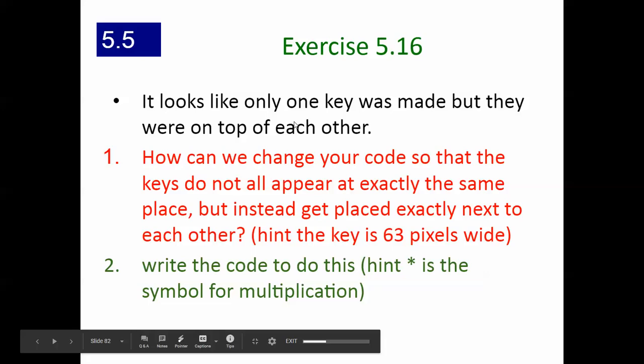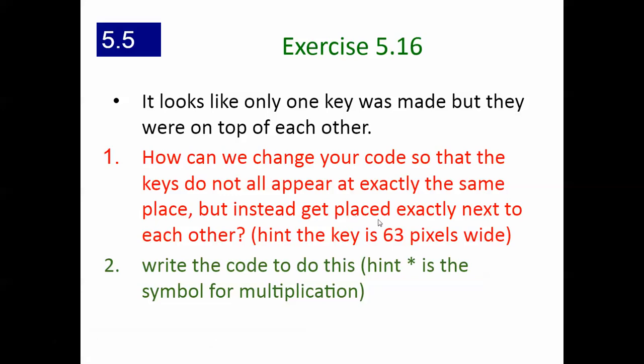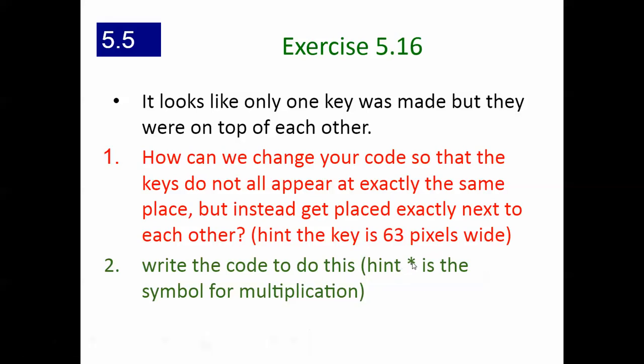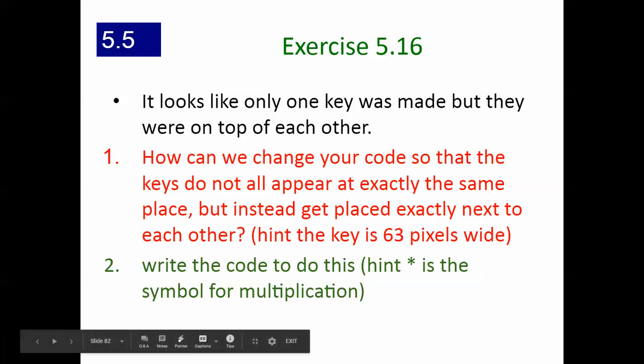Okay, it looks like only one key was made, but they were on top of each other. How can you change your code so that the keys do not all appear at exactly the same place, but instead get placed exactly next to each other? And here's a hint. The key is 63 pixels wide. Here's another hint. That is the times symbol. So see if you can play around and see if you can figure that out on your own.